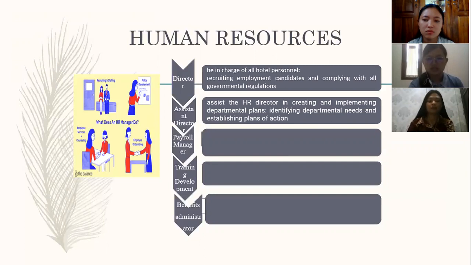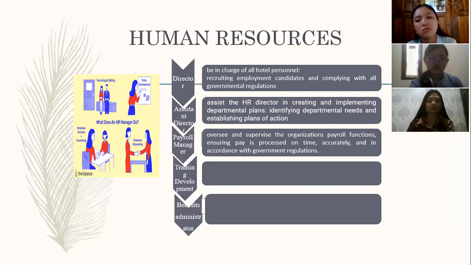And the third one is the payroll manager. The payroll manager has duties in which they oversee and also supervise the organization's payroll functions, and they have to enter pay and process it on time and accurately in accordance with the government regulations. And the fourth staff is training development.